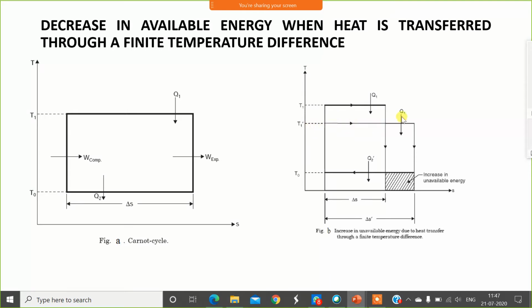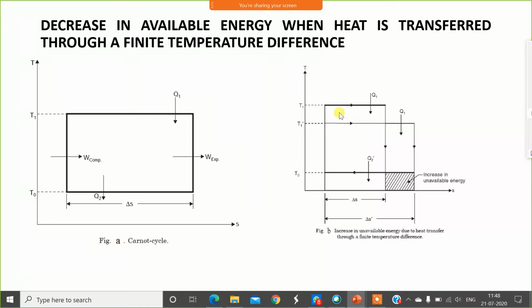Consider another TS diagram in which the same amount of heat, Q1, is supplied at a finite temperature difference. Look here. Here heat is supplied at temperature T1. Consider another process in which heat is supplied at temperature T1 dash. Same amount of heat is supplied. We know that Q is a product of temperature and change in entropy.